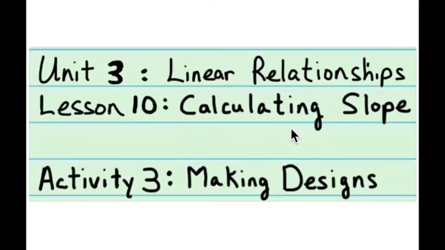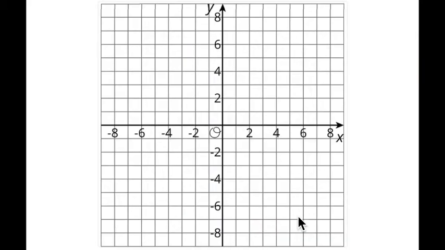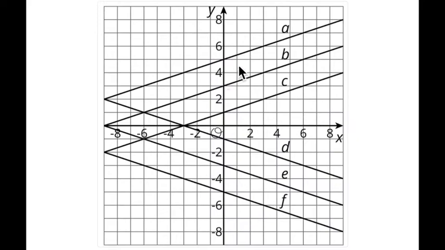This is lesson 10, calculating slope, and this is activity 3, making designs. In this activity, students work in pairs. One student gets a blank sheet of graph paper, and a second student gets a graph with these 6 lines graphed on it. The student is supposed to describe these lines in such a way that the partner can draw these 6 lines only from the information given. They can't look at these graphs. They just have to be able to draw it on the graph paper based on the description.